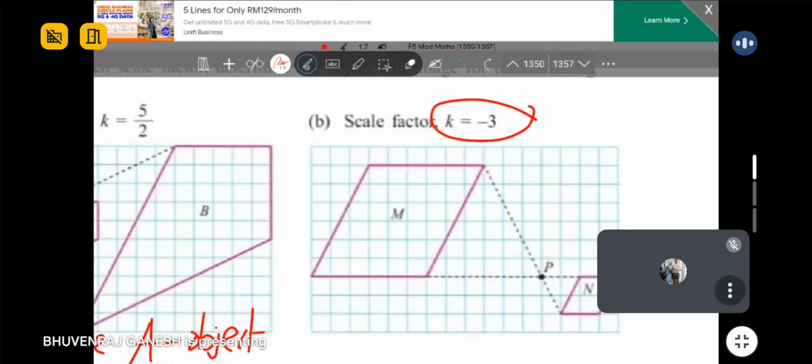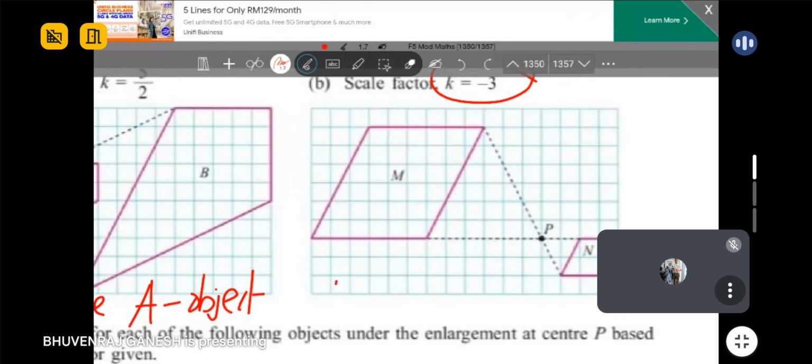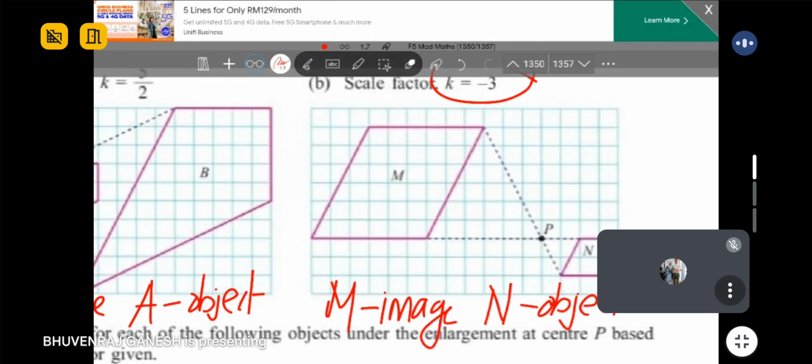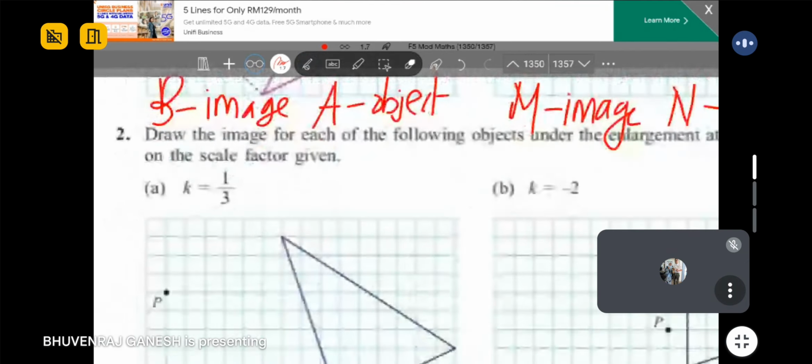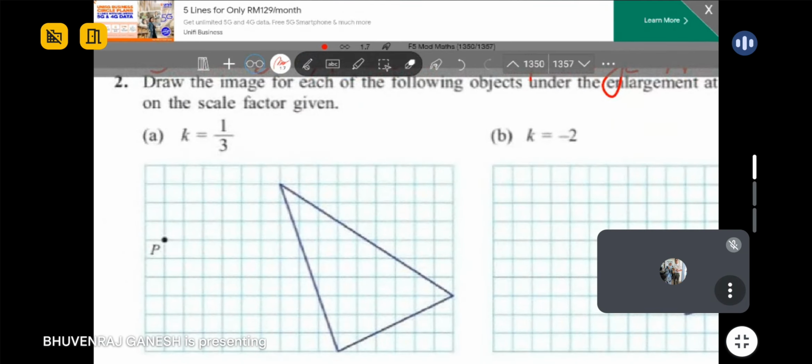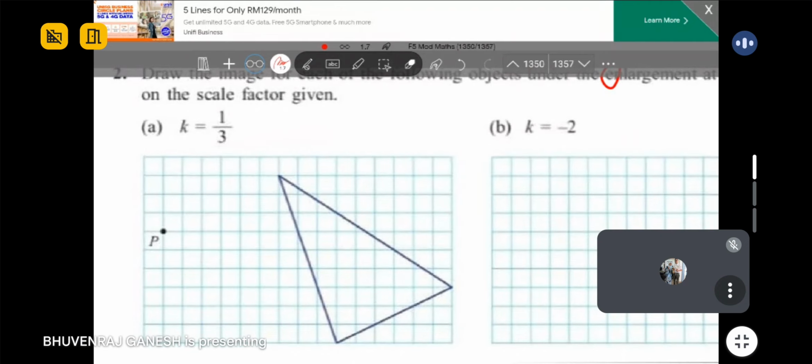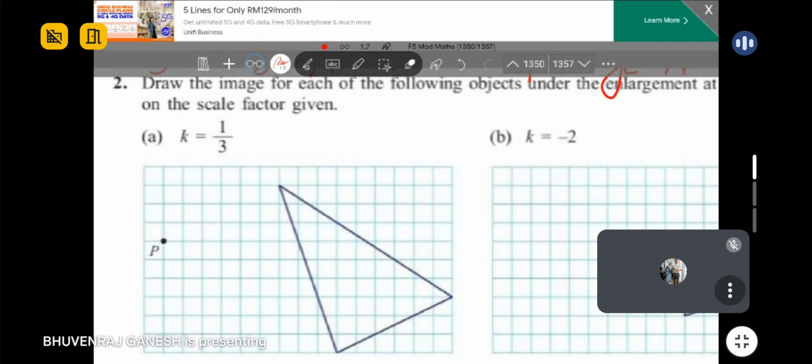Okay, it's okay. So still tie lah. 1-1. One for boy team, one for girl team. Okay, so M is the image because scale factor greater than 1. N is the object. Okay, all right, back to boys team. Okay, this one I cannot ask you because it's drawing. So this one I help.